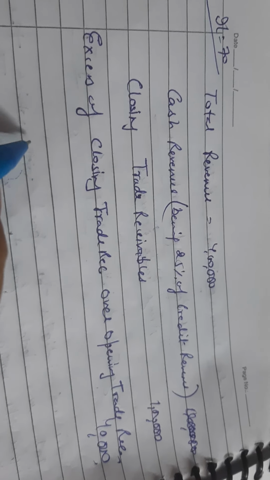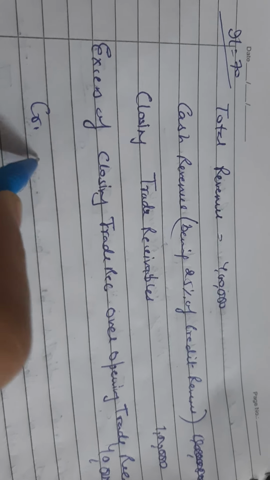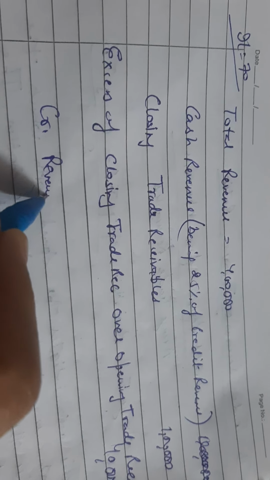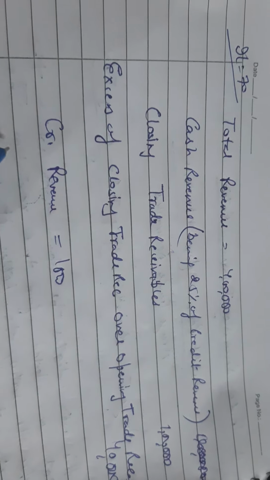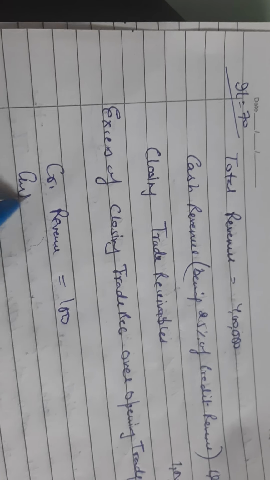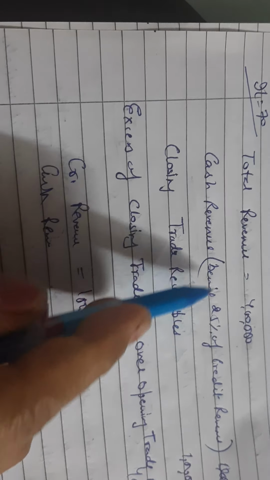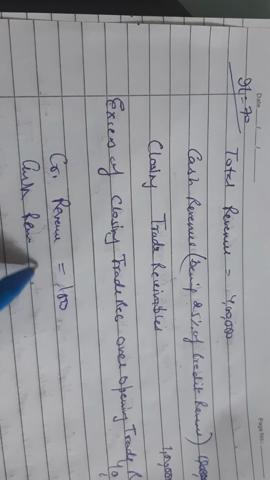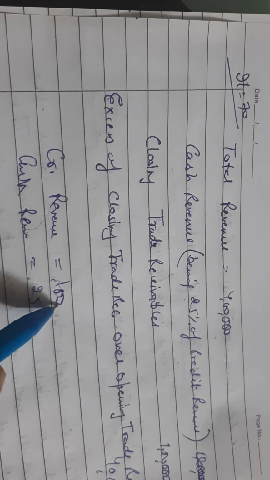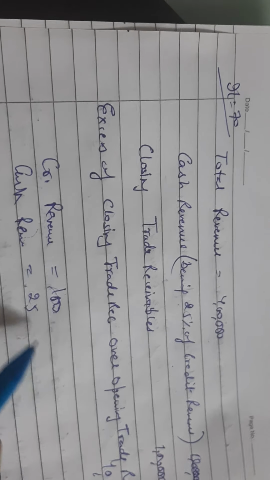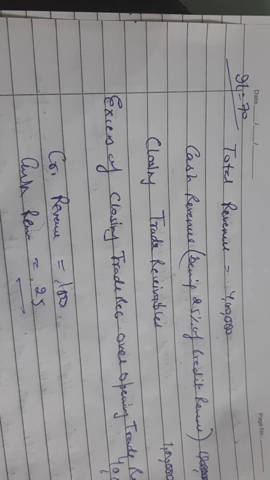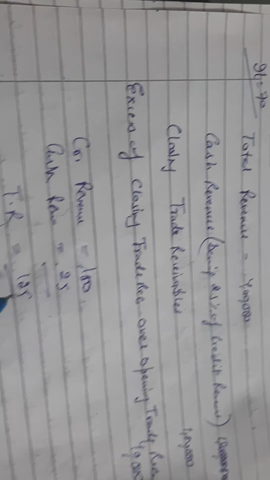ठीक है, तो अब इस क्वेश्चन को करने के लिए हम क्या करते हैं, सबसे पहले तो हम लेट कर लेते हैं क्रेडिट रेवेन्यू. नाउ लेट कर लेते हैं कि क्रेडिट रेवेन्यू आपके पास 100 है. ठीक है, और कैश रेवेन्यू इसने क्या कहा था, कैश रेवेन्यू इज़ 25% ऑफ द क्रेडिट रेवेन्यू. इट मीन्स कि कैश रेवेन्यू क्रेडिट रेवेन्यू का 25% है, तो 100 का 25% आपके पास 25 हो गया. क्लियर. सो यहाँ से आपके पास टोटल रेवेन्यू आई 125.